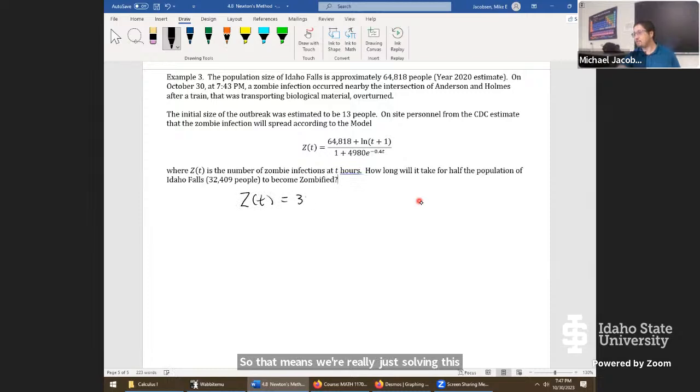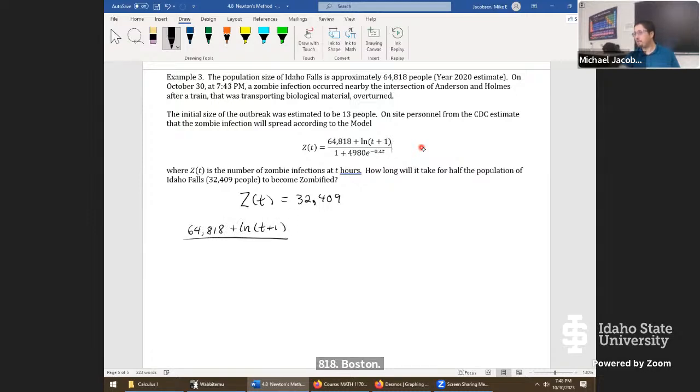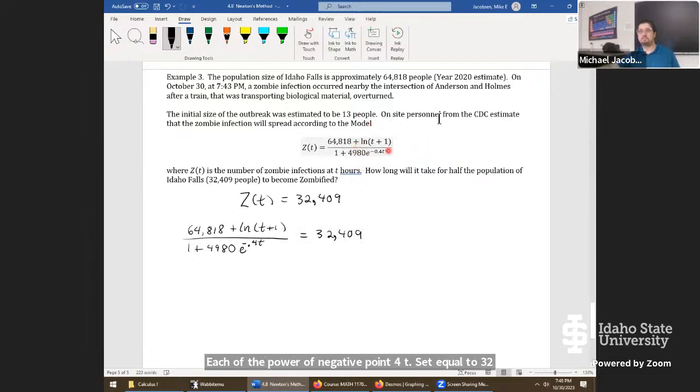Z of T equals 32,409 people, but that means we're solving this equation. Let's input the Z of T function on the left. It's 64,818 plus the natural log of T plus 1, divided by 1 plus 4,980 e to the power of negative 0.4 T, set equal to 32,409. Definitely a weird function. We'll have to ask the CDC folks how they came up with that.